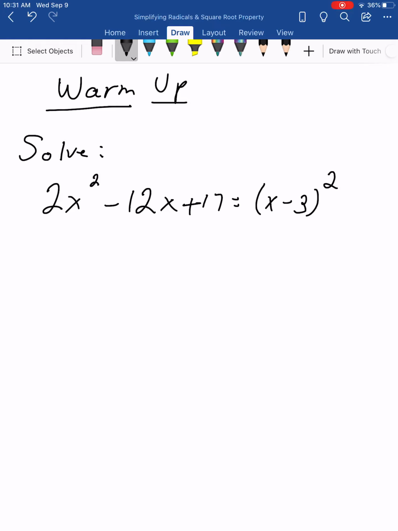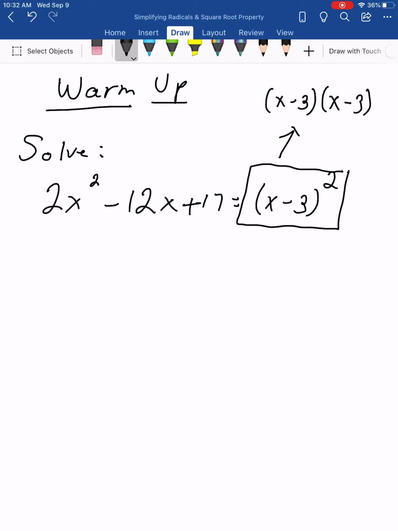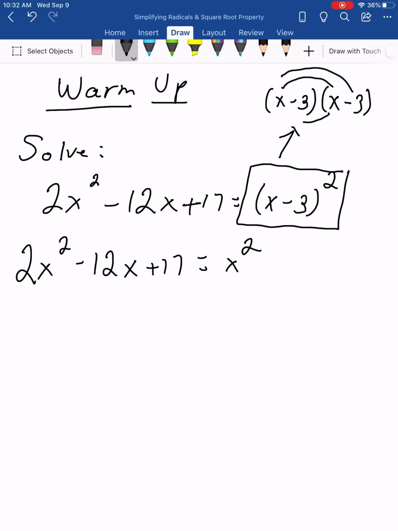Okay, so let's take a look at our solution here. So we're going to want to start by expanding this out first. All right, so we know x minus 3 squared is really x minus 3 times itself. So we have 2x squared minus 12x plus 17 equals, now let's multiply this out, x squared minus 3x minus another 3x, so minus 6x plus 9.